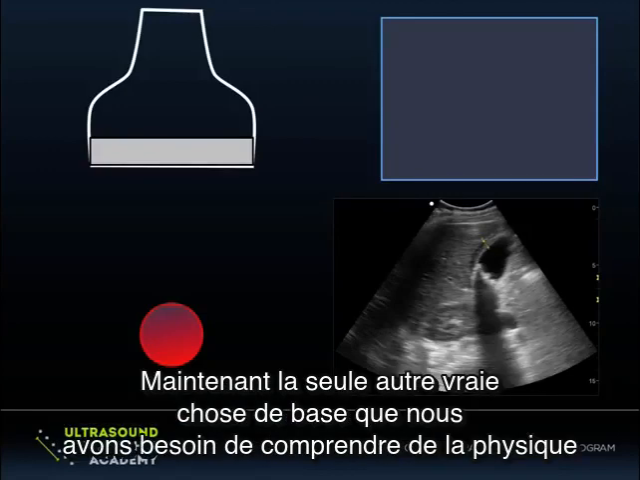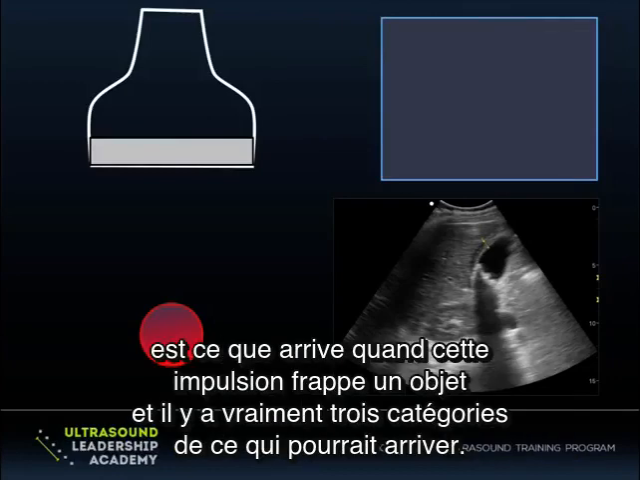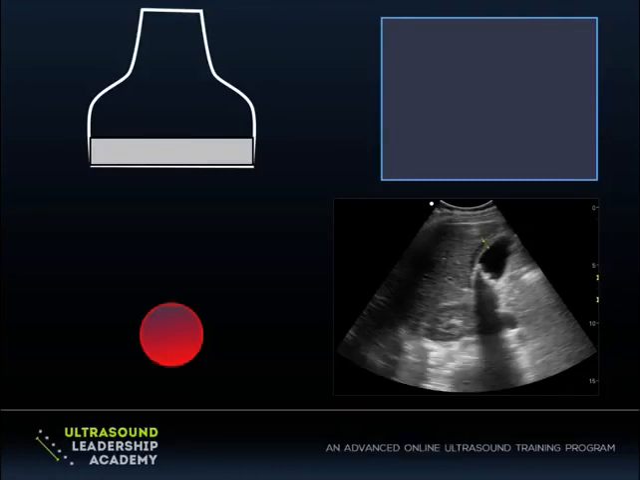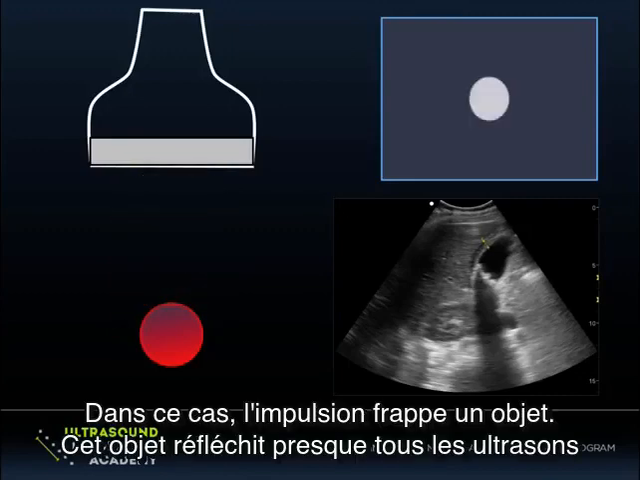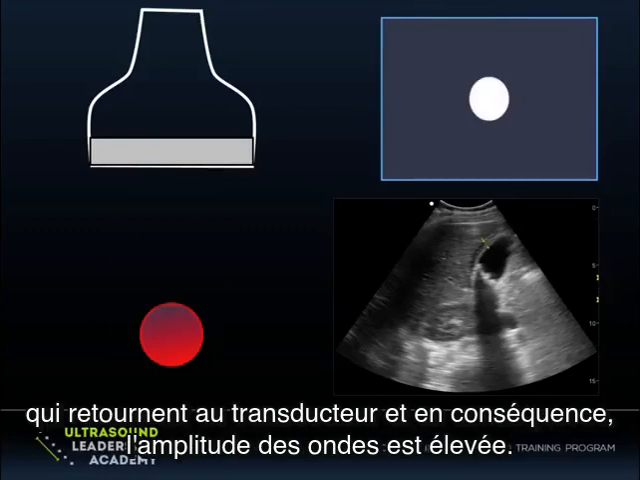Now, the only other real basic thing we need to understand about physics is what happens when that pulse strikes an object. And there's really three broad categories of what can happen. In this case, the pulse strikes an object. That object reflects almost all of the ultrasound waves back to the transducer. And as a result, the amplitude, or the bigness, of the returning waves is high.